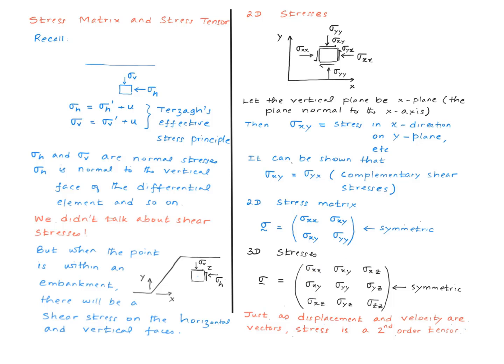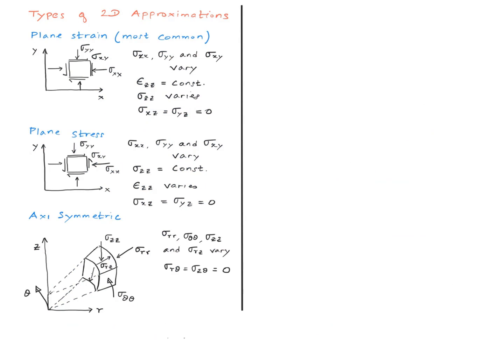These are all what are called tensors. Displacement is a first-order tensor. Stress is a second-order tensor. First-order tensors require 3 components to define them properly, and second-order tensors need 9 components to define them properly in general, of course. Here are the 3 types of two-dimensional approximations: plane strain, plane stress, and axisymmetric.